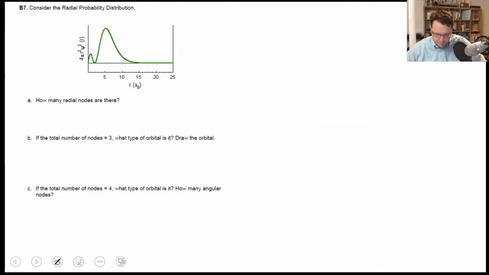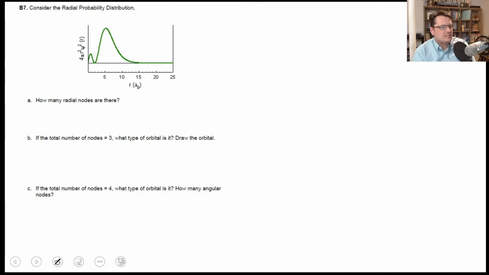All right, B7, right? What I have depicted right here is a radial probability distribution for an orbital. I don't give you any information on what type of orbital it is, what the n level is, or any of that. Using the principles I talked about when discussing the actual 3D figures of the orbitals, you can use a lot of that information to get as much info as possible.